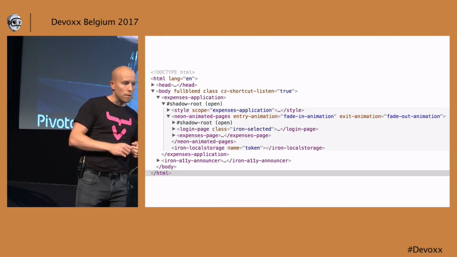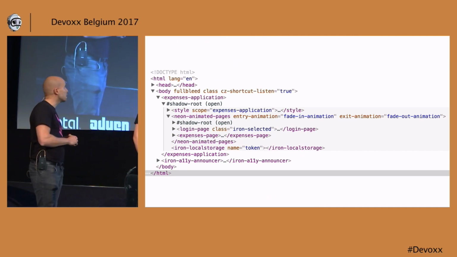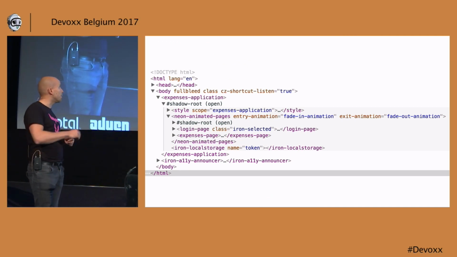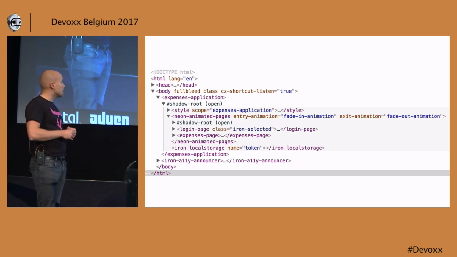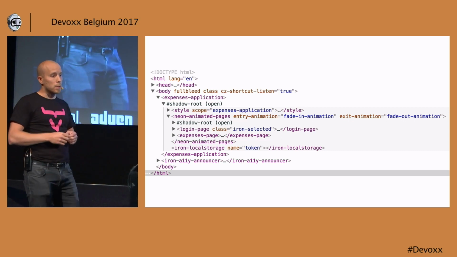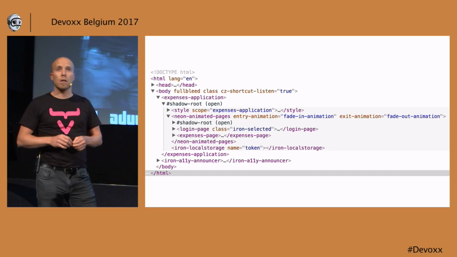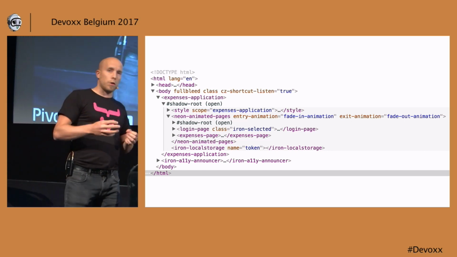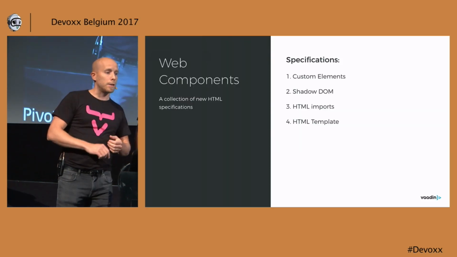But web components will make things much easier because we can define elements, like custom elements. Here we have an expenses application, and then we have neon-animated pages and a login page. Those are all web components. And web components also provide you protection from other web components and from bad development practices.